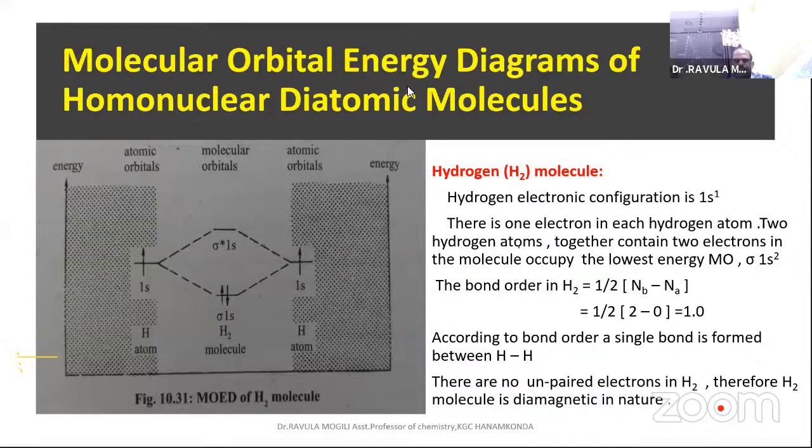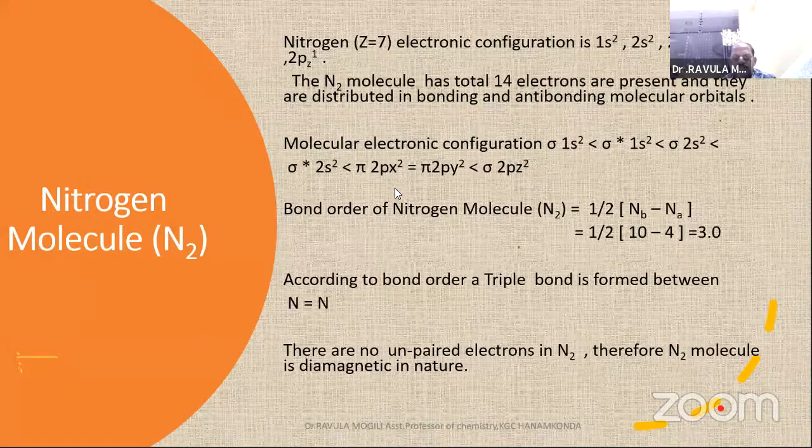You see here the nitrogen molecule. So electronic configuration is 1s2, 2s2, 2px1, 2py1, 2pz1. The N2 molecule has 14 electrons present and they are distributed in bonding and anti-bonding molecular orbitals.